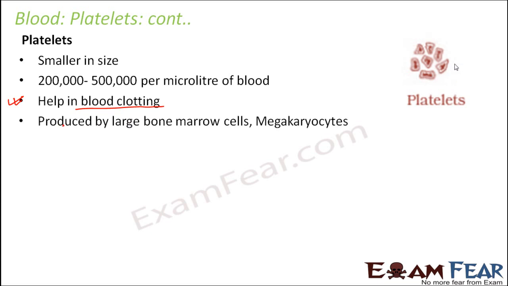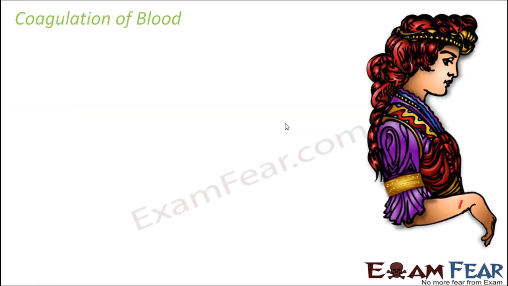They are also produced by the large bone marrow cells called megakaryocytes. Now, as I said, the RBCs and the WBCs were produced by the stem cells, and these platelets are produced by megakaryocytes. The word mega means big or large, and karyo means related to nucleus. So these are large bone marrow cells which produce the blood platelets.